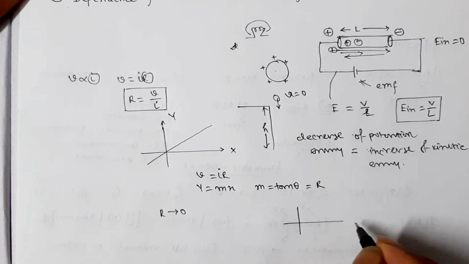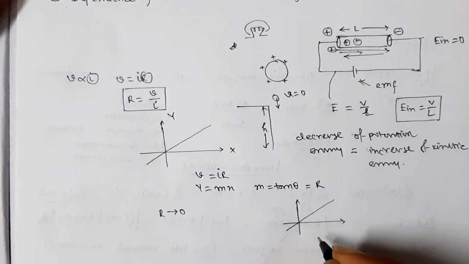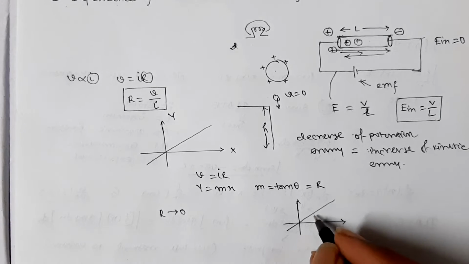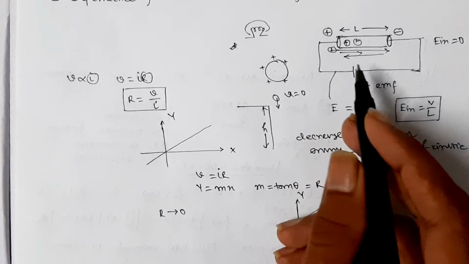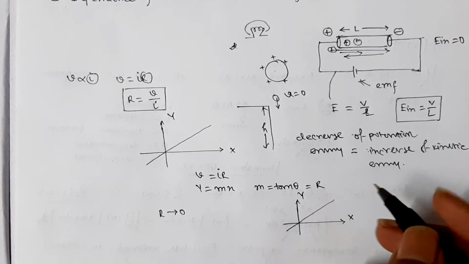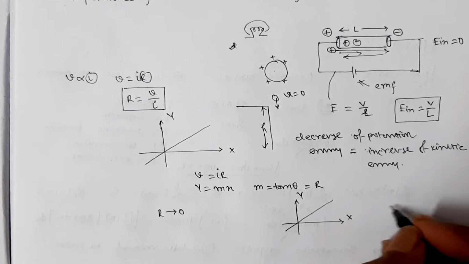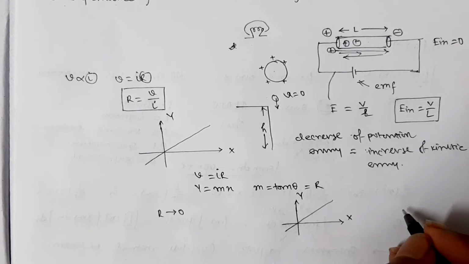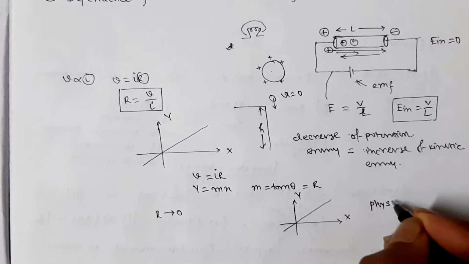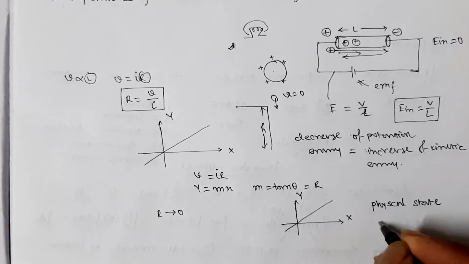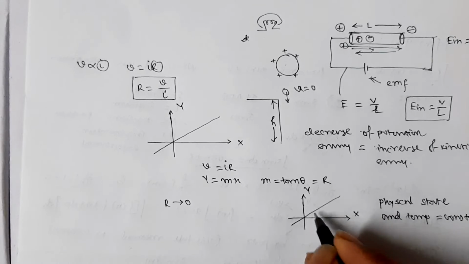A wire which follows Ohm's rule always follows this straight line, but the curve is not always like this, because the temperature cannot remain constant: where the potential energy decreases, the heat energy also increases. From Ohm's law, we say it is not possible if the physical state is not constant. So we have to know that the physical state and temperature must be constant to follow this curve.